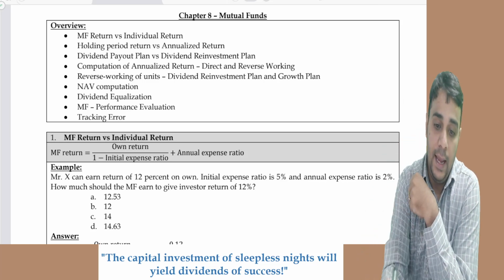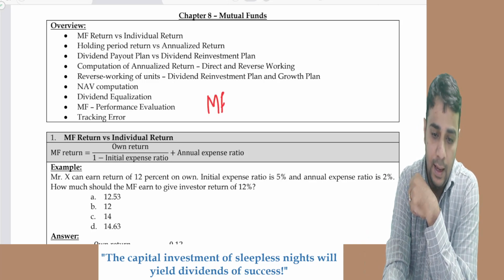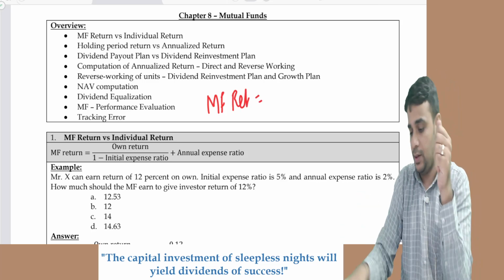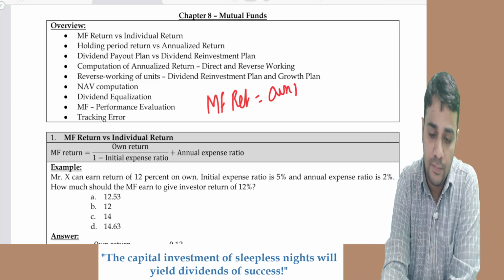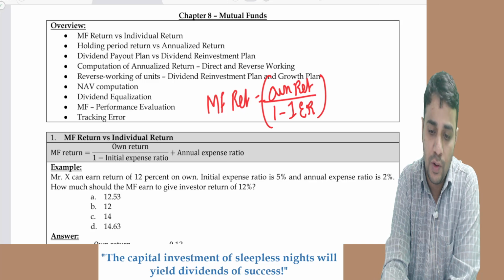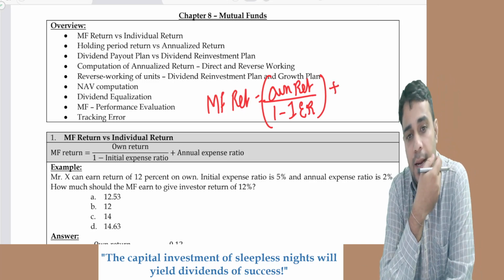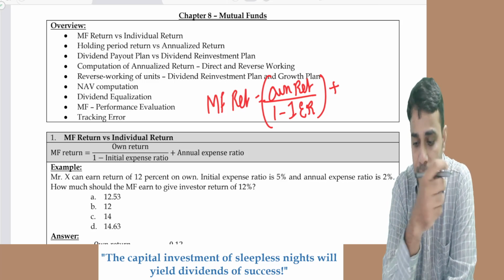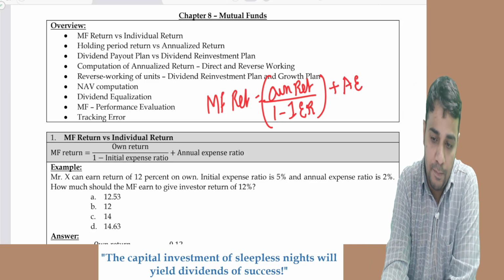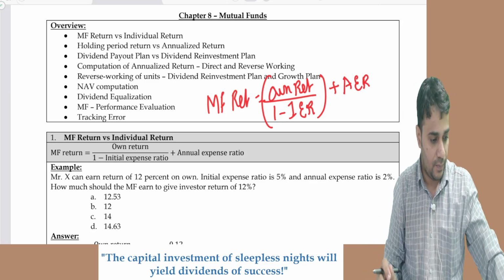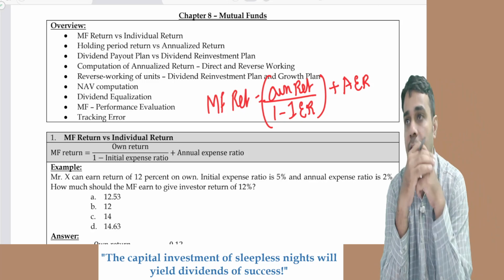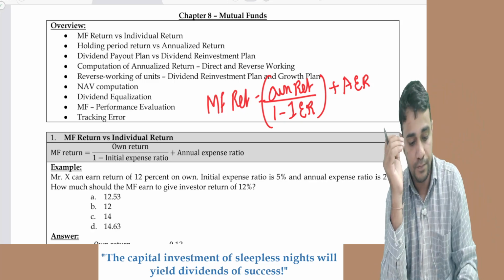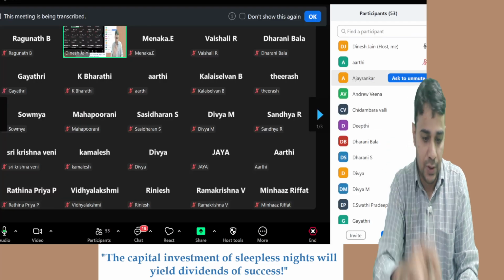MF return is equal to own return divided by 1 minus initial expense ratio, plus annual expense ratio. That is, own return divided by (1 minus initial expense ratio) plus annual expense ratio.